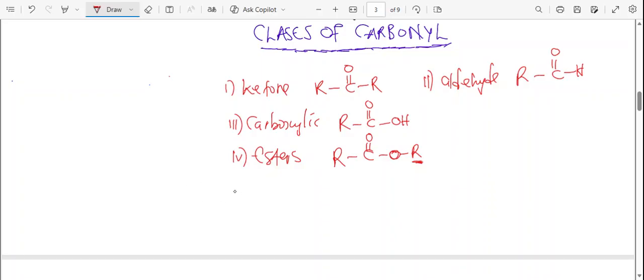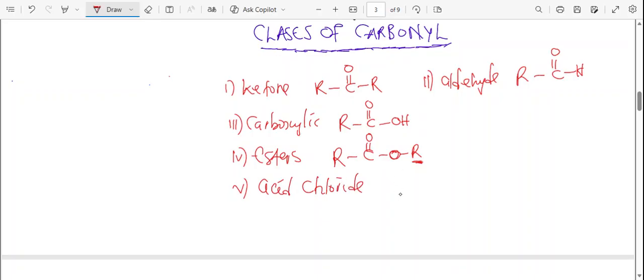Then the other type I can talk of is acid chloride. We can have also acid bromide, acid iodide. So we change just what is here. If I'm to talk about acid bromide, you put bromine there. Acid chloride, you put chlorine. Acid iodide, you put iodine there. So let me talk about acid chloride like that.